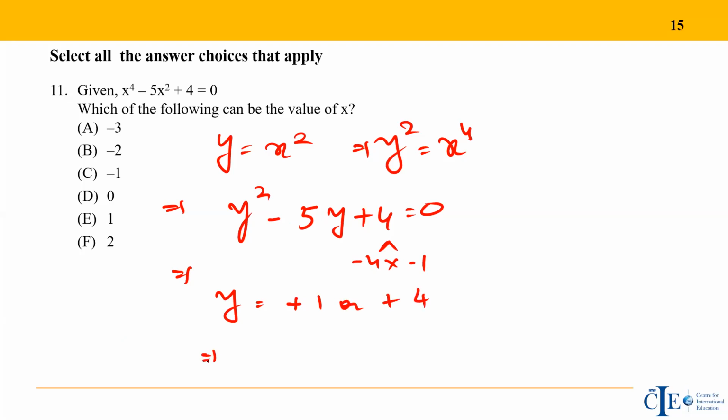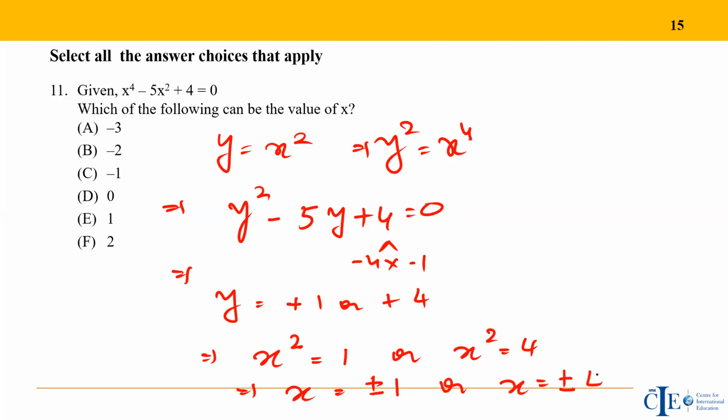Right. But then we are not looking at the value of y, we are looking for x. So therefore, x squared is 1 or x squared equals 4, which means x equals plus minus 1 or x equals plus minus 4. Right. So we'll have these four values.